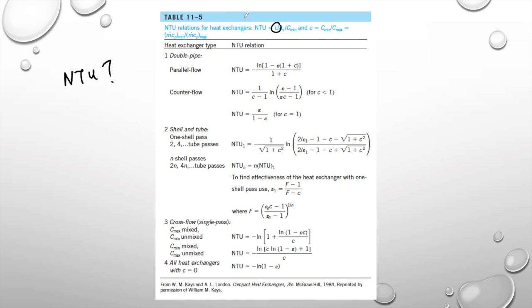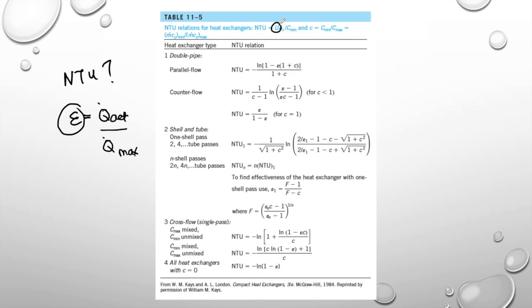Therefore, you have to refer to table 11.5. In order to refer to 11.5, you must know the epsilon value, the effectiveness. We can calculate this effectiveness by using Q dot actual divided by Q dot maximum. Both of these can be solved, and then you substitute into this equation to get the epsilon, because you do not know how to find NTU.